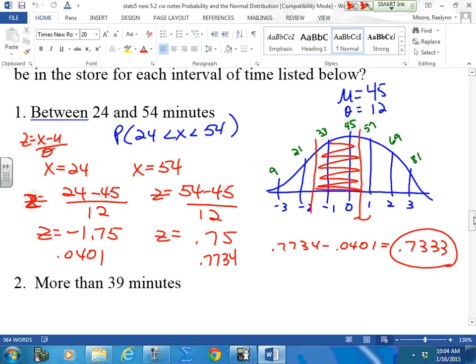Now, here is a good spot to turn this into a percent, because what does this mean to me? The probability that they come in my store and stay between 24 and 54 minutes? It's 73%. If I took a random person, they have a 73% chance of staying in my shopping center between 24 and 54 minutes. Pretty good.